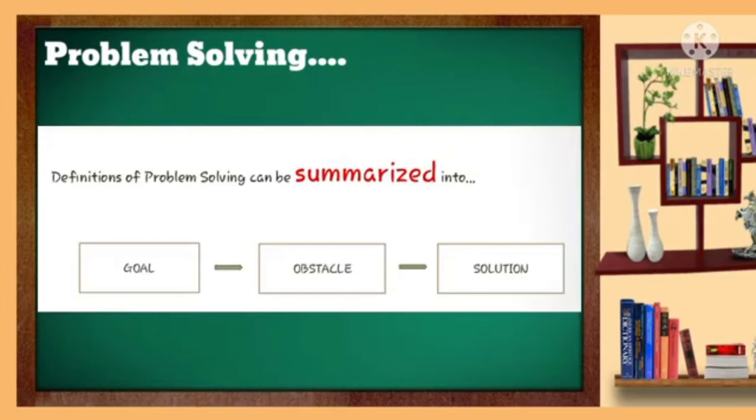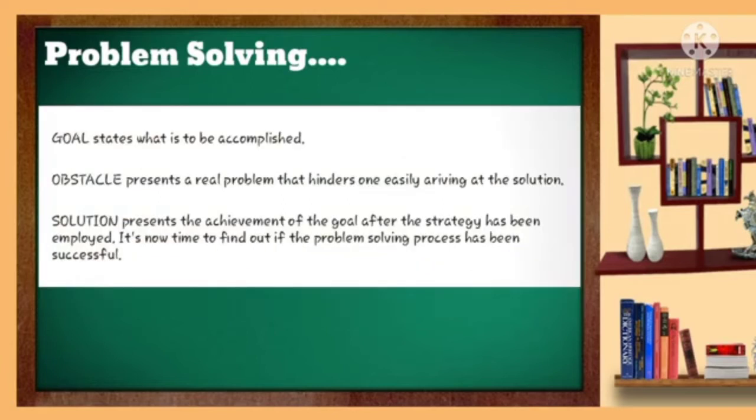The definition of problem solving can be summarized into goal, obstacle, and solution. Goals state what is to be accomplished. Obstacles present a real problem that hinders one from easily arriving at the solution. Solution presents the achievement of the goal after the strategy has been employed.